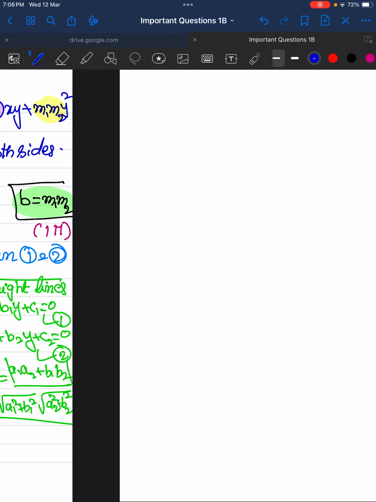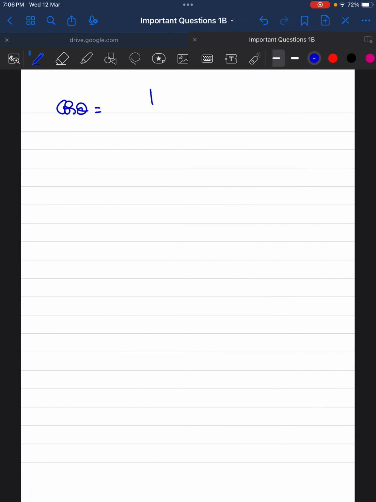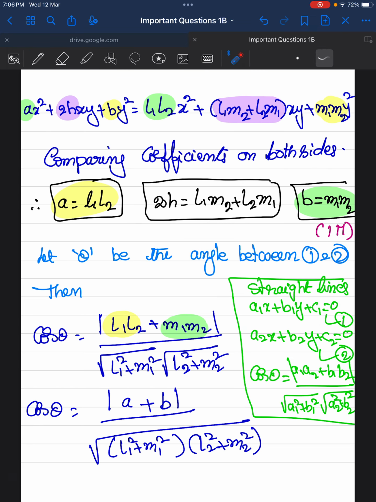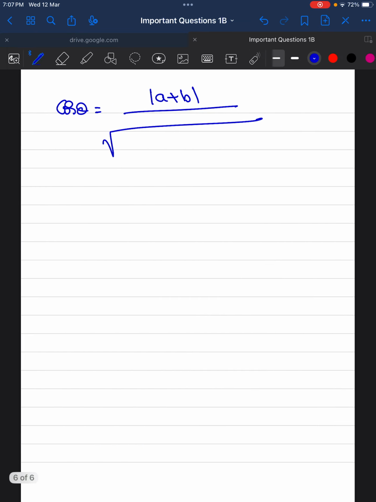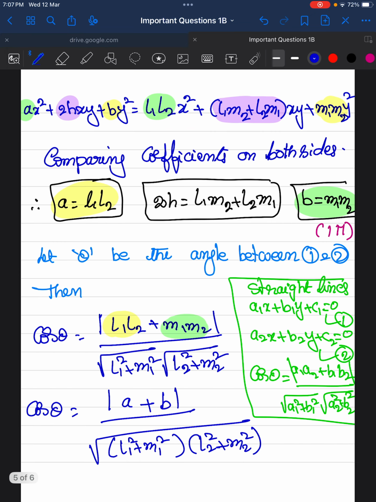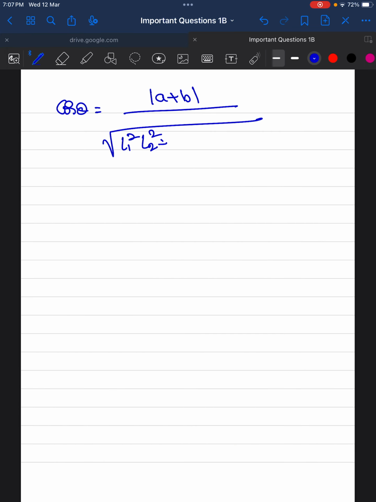Okay. Now cos theta is equal to modulus of A plus B by root. If we multiply, what happens? L1 square L2 square, L1 square M2 square, L2 square M1 square plus L2 square M2 square. Okay. So what we got? A plus B. We are just multiplying and we are writing L1 square L2 square plus L1 square M2 square plus L2 square M1 square plus M1 square M2 square, like this we got. Okay, carefully. Now listen to me.